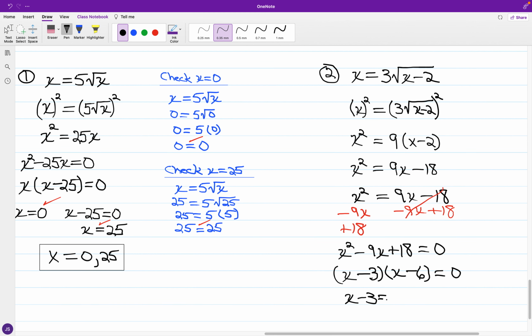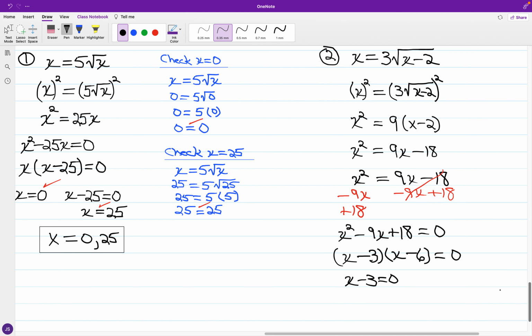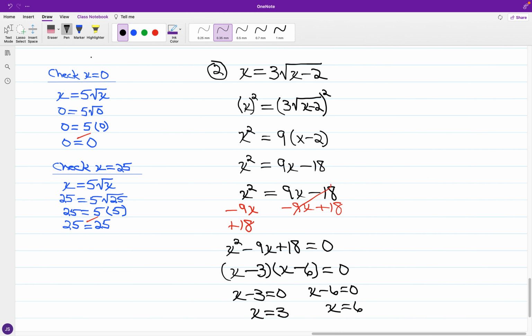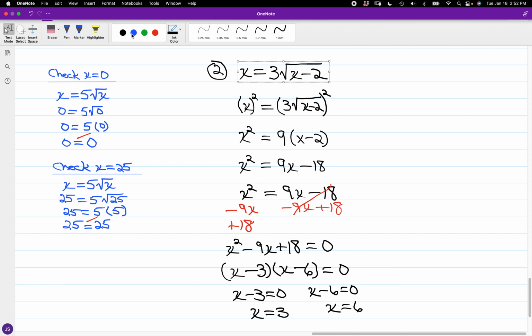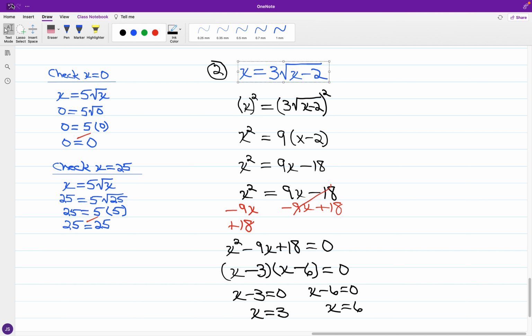And setting the factors each to 0. If I have x minus 3 is equal to 0, here we have that x is equal to 3. Upon setting x minus 6 to 0, we'll have that x is equal to 6. Again, we can check the results. So checking x is equal to 3.